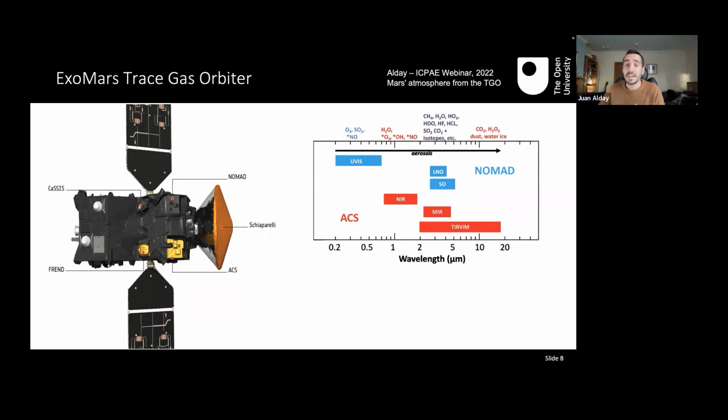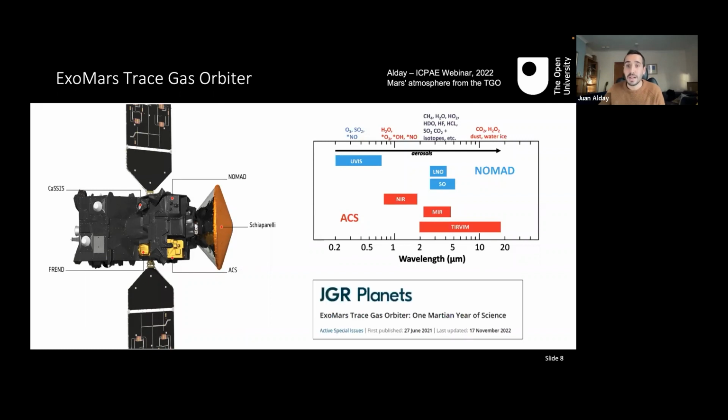And I must say that here I selected some topics to go into a bit more detail. But there's a lot of science being done with the TGO, and right now there's a special issue in JGR, the ExoMars Trace Gas Orbiter, 1 Martian Year of Science. So for people interested in the topic, I encourage you to have a look at this special issue, because loads of the topics and the investigations that we are doing with the Trace Gas Orbiter are being published in this special issue.